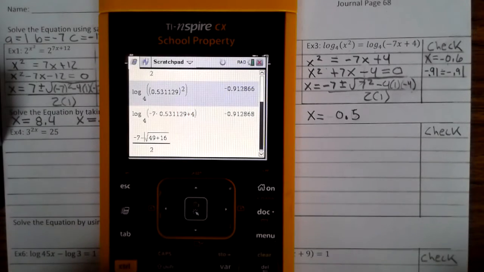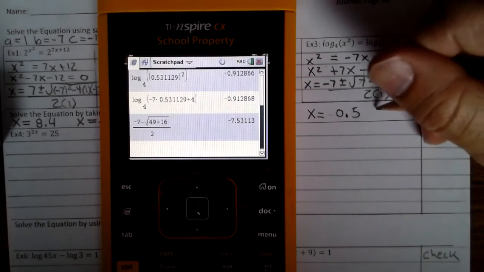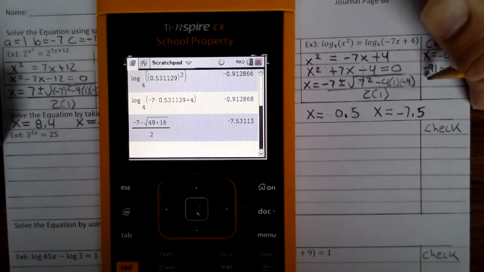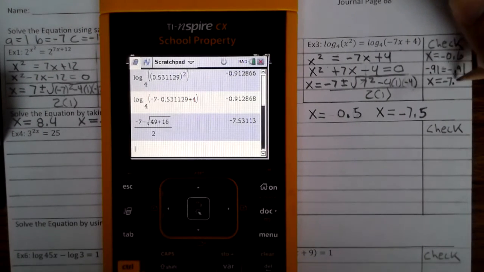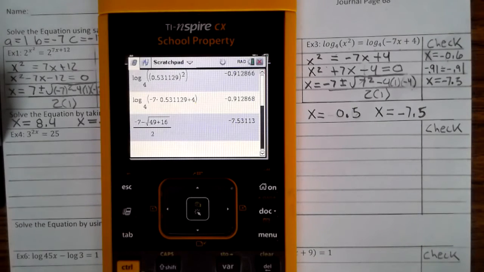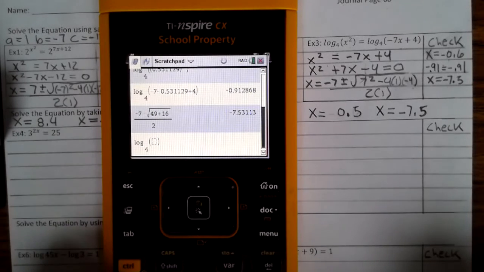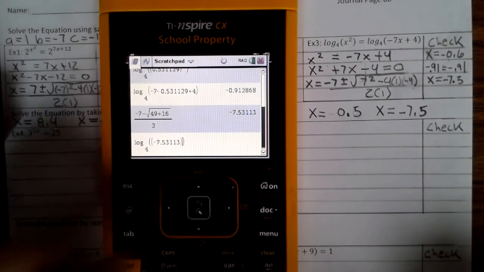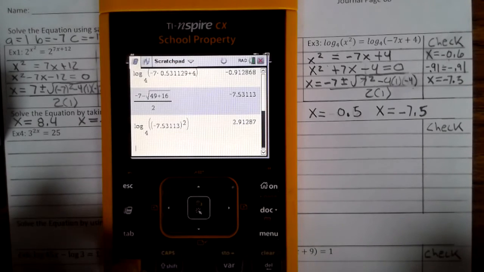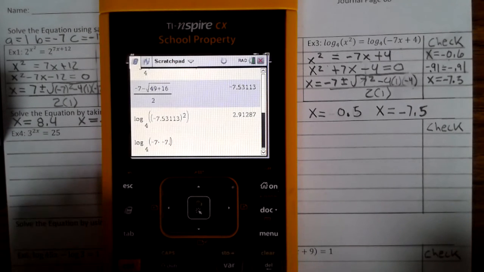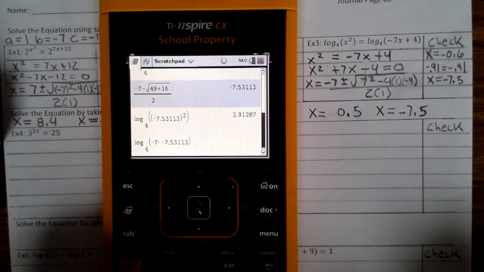So now let's check that x equals negative 7.5. Okay. All right, so now we go control log base 4 of parentheses negative 7.53113 squared, and then control log base 4 of negative 7 times negative 7.53113 plus 4. You see that they equal, so 2.91 equals 2.91. That checks. Okay. All right, let's move on to the next.